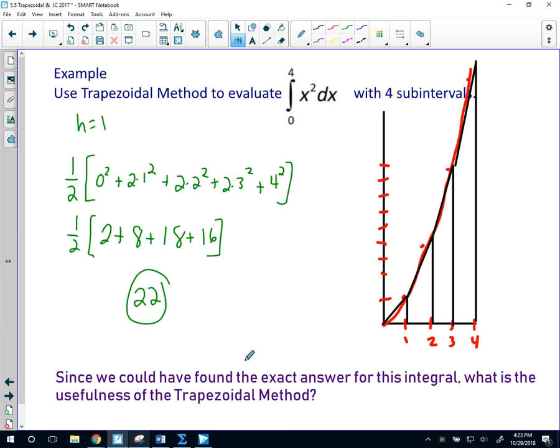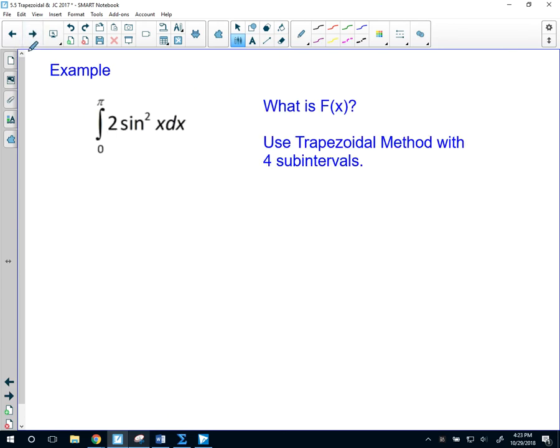So since we could have found the exact answer for this integral, meaning we've done enough of this stuff now, you know how to do this. This is 1/3 x cubed, and we evaluate that from 0 to 4. We know how to do that by an exact method by now. But the trapezoidal method is very beneficial when you don't have a function. So we'll do one of those in just a second.